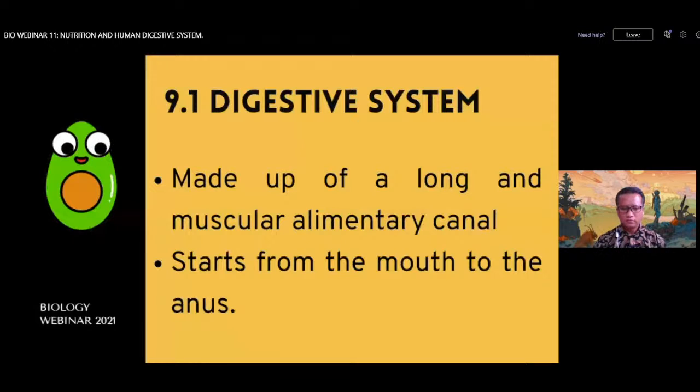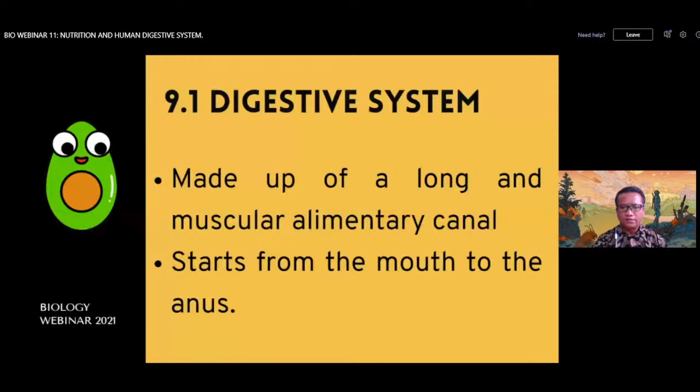It is made up of a long and muscular alimentary canal. You must highlight the word muscular. Muscular means that the alimentary canal is a muscle that is able to contract and relax. We will take a further look at that after this. The alimentary canal starts from the mouth to the anus. Let's see now where the location of the alimentary canal is.